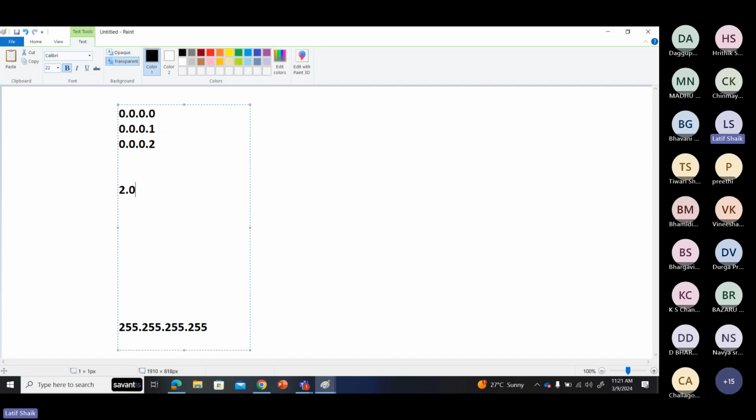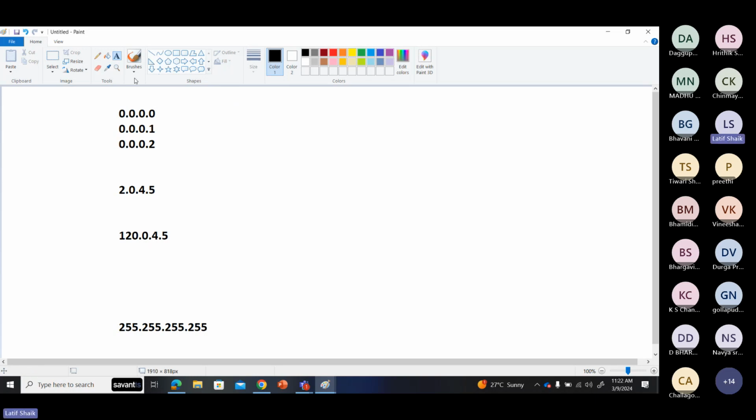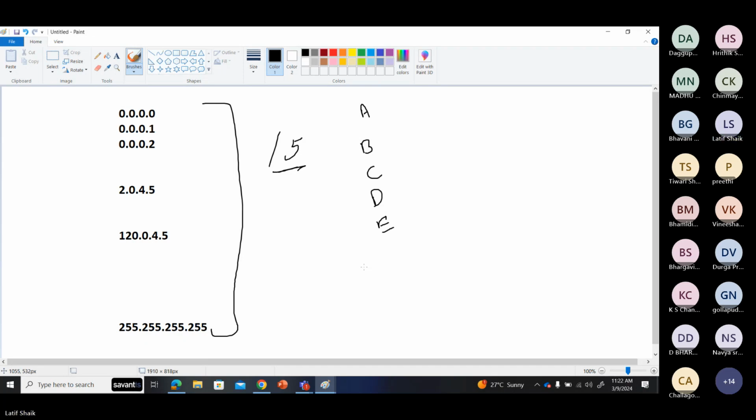Maybe 2.0.4.5. So many are there. Like 120.0.24.5. Different numbers from 0.0.0.0 to 255.255.255.255. This entire range we divide into 5 classes: class A, class B, class C, class D, class E. Totally 5 classes.